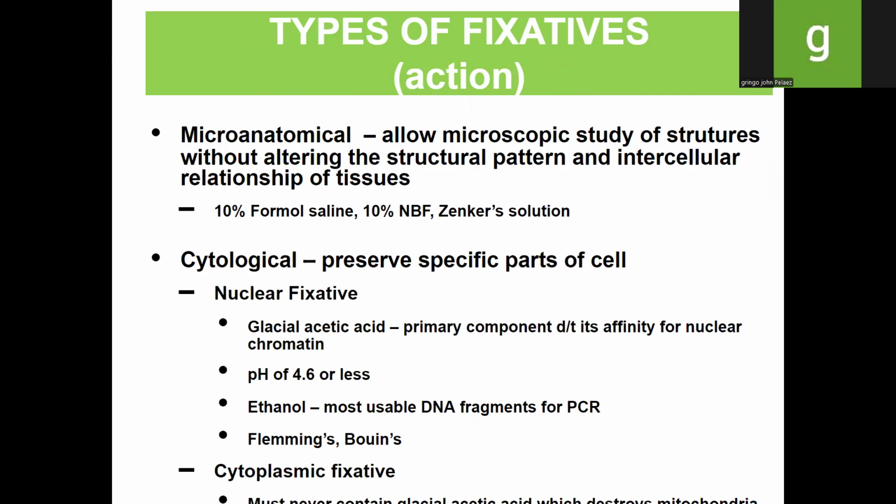But when you say cytological, this preserves specific parts of the cell. This could be nuclear fixative or your cytoplasmic fixative. Example of your nuclear fixative, you have your glacial acetic acid, which is the primary component. Basically, it has a good affinity with your nuclear chromatin. So the pH should be 4.6 or less. And ethanol gives the most usable DNA fragments if it is for the PCR. Another example is your Flemming's and Bouin's.